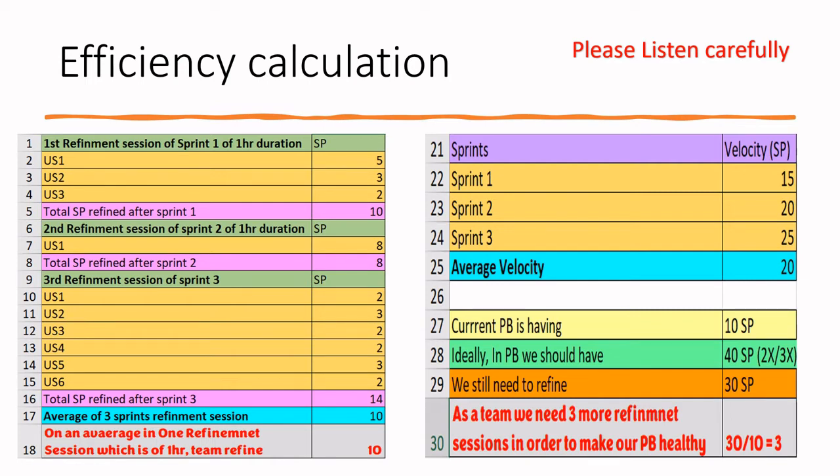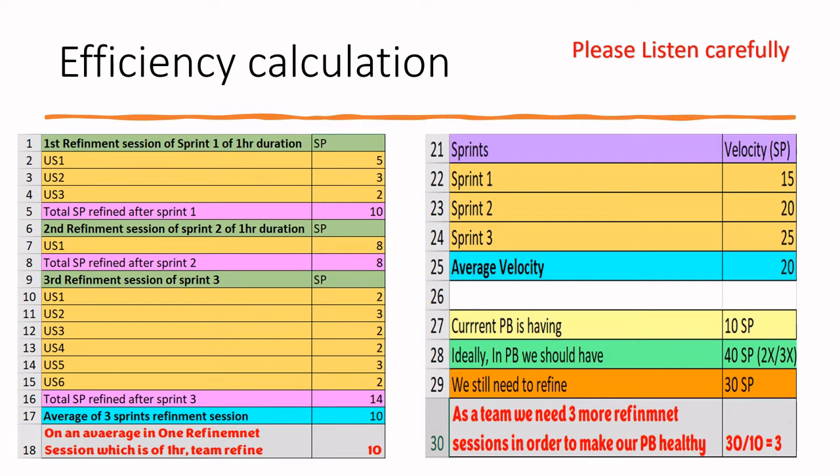You can say it in hours or you can simply say three more refinement sessions I want to do. So this is a calculation you can do for your team. If you have your product backlog ready for the next two sprints, that means greater than your average velocity. If your average velocity is 20 and your product backlog has at least 40 or 60, then it means your PB is healthy.